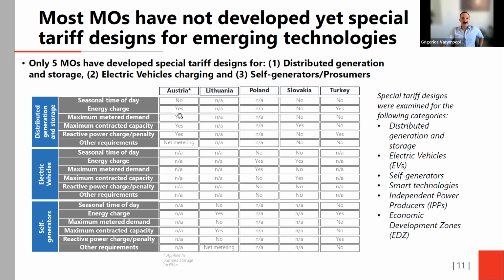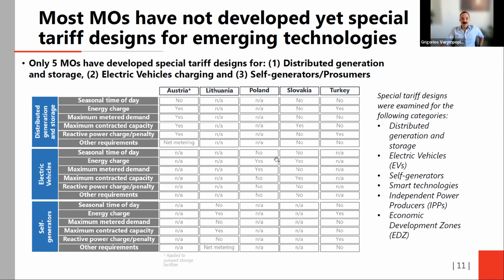For Austria and for distributed generation, there is an energy charge, a demand charge, a contracted capacity charge, and a reactive power charge. And for Slovakia, they only apply a charge which is based on the maximum contracted capacity. And for Turkey, a charge is applied which is based on an energy charge and reactive power penalty.